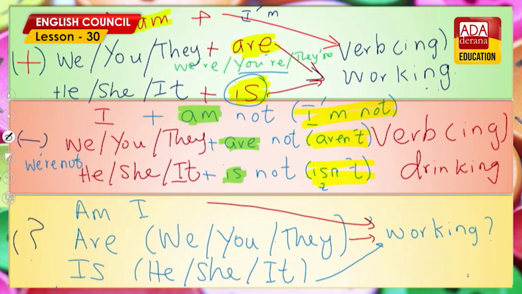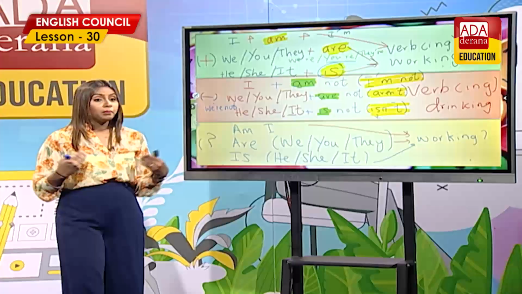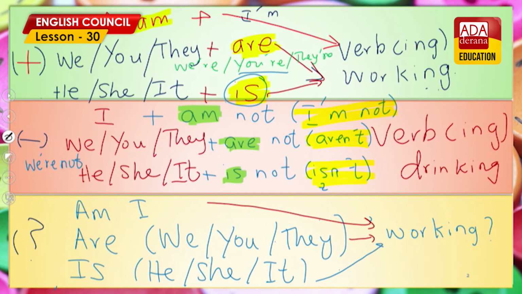Drink. Am I drinking? Are we drinking? Are you drinking? Are they drinking? Is he drinking? Is she drinking? Is it drinking? Jump. Am I jumping? Are you jumping? Are we jumping? Are they jumping? Is he jumping? Is she jumping? Is it jumping? Write. Am I writing? Are we writing? Are you writing? Are they writing? Is he writing? Is she writing? Is it writing? Laugh. Am I laughing? Are we laughing? Are you laughing? Are they laughing? Is he laughing? Is she laughing? Is it laughing?